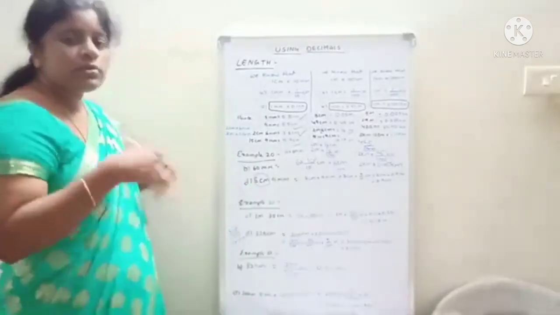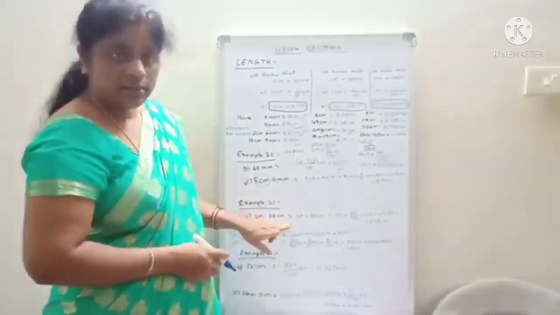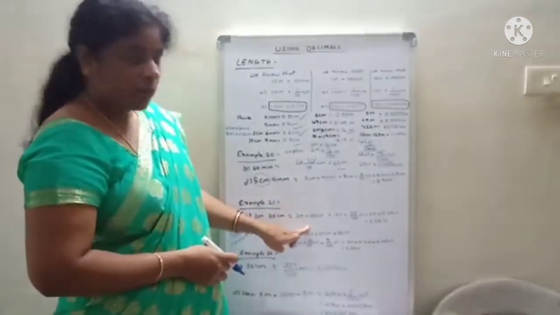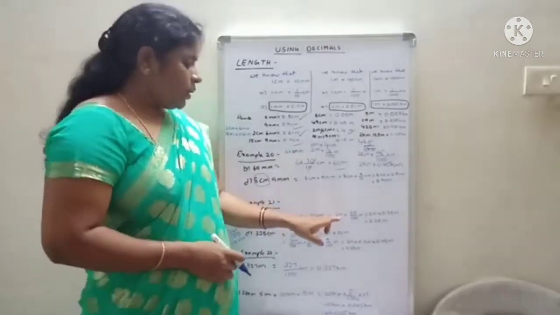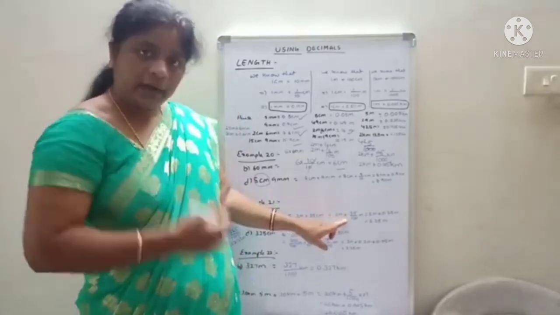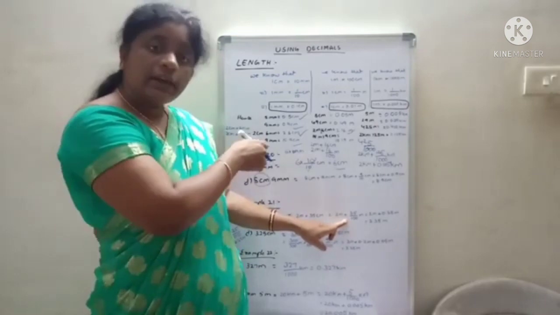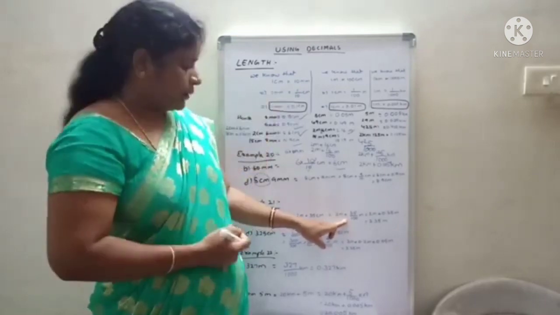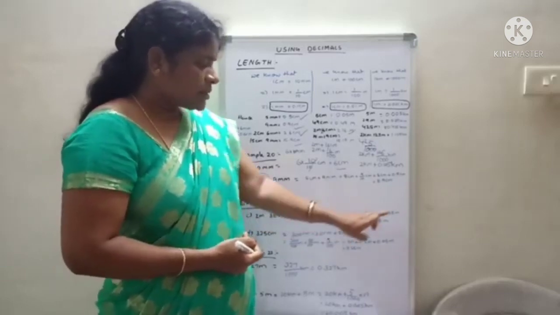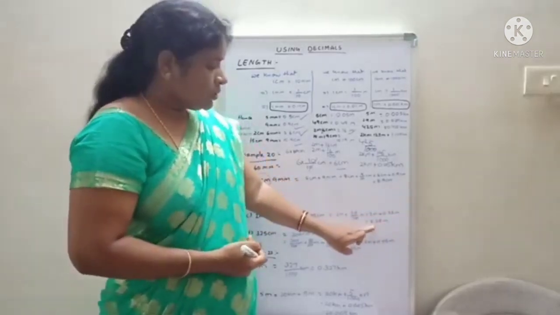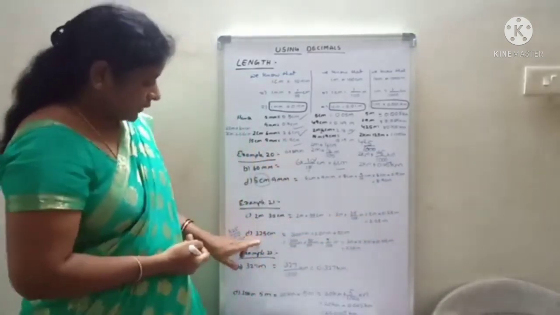So example 21, express the following in meters. They are given in centimeters, so express in meters. See here, 2 meters 35 centimeters is given. So 2 meters plus 35 centimeters. Convert 35 centimeters into meters. We know 1 centimeter equals 1 by 100 meters. So 35 centimeters is 35 by 100 meters, which is nothing but 0.35 meters. So totally 2.35 meters.